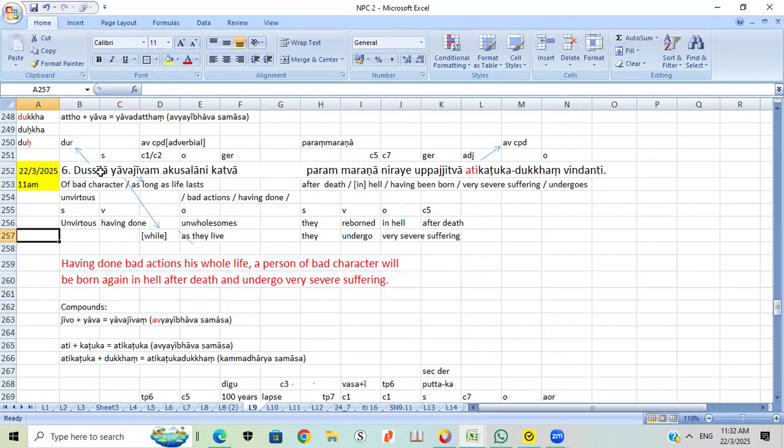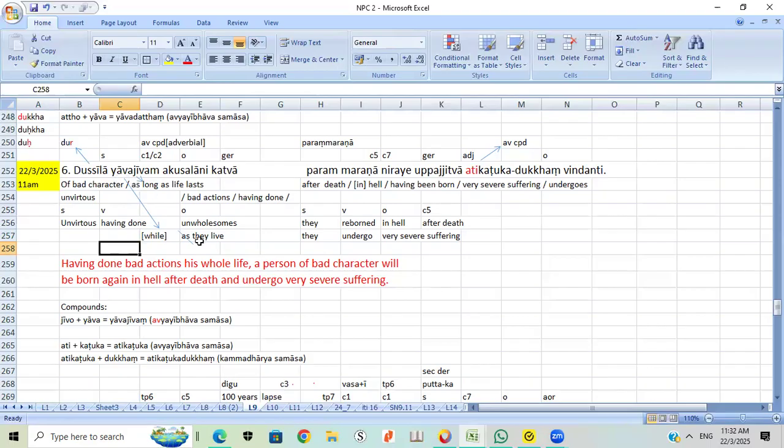So in this case, I just put unvirtuous lah. Sila is virtuous. This du means unvirtuous. Okay, so unvirtuous, that means having done. Okay, having done. Okay, this is unwholesome. So extension of this. This is describing this. So what I do is normally I will put something like that. I bracket it. I say while.